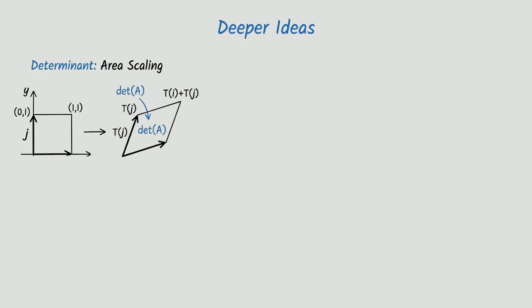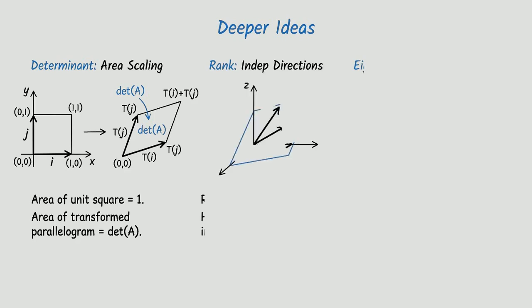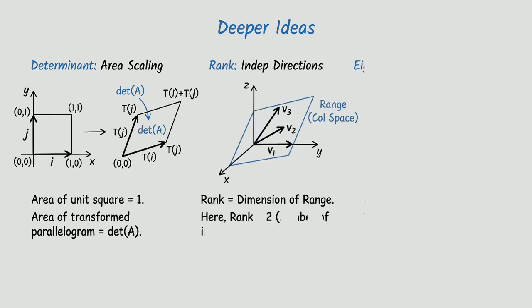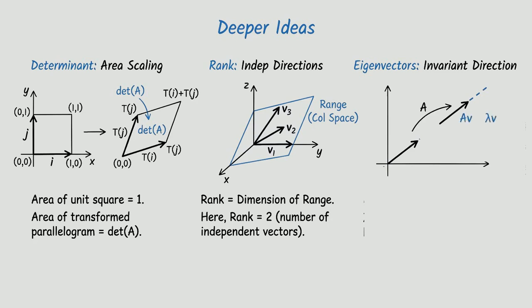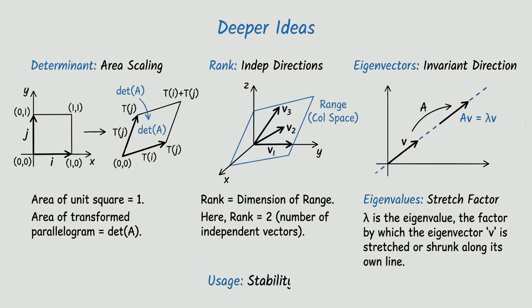Now for some deeper ideas. The determinant of a square matrix tells you if it's invertible and how it scales area or volume. The rank tells you how many independent directions the matrix spans. Eigenvectors are special vectors that don't change direction when transformed by the matrix. Their corresponding eigenvalues tell you how much they're stretched or shrunk. These concepts show up in everything from stability analysis to principal component analysis.